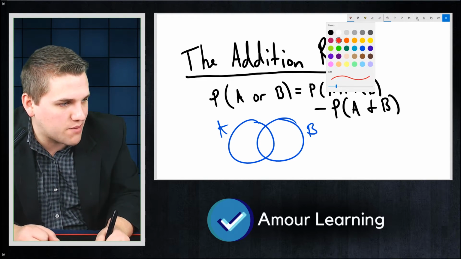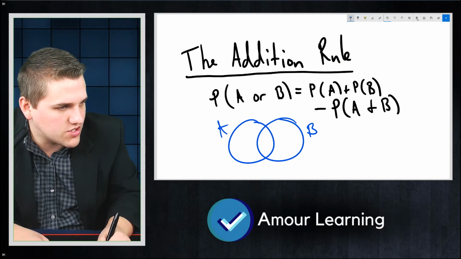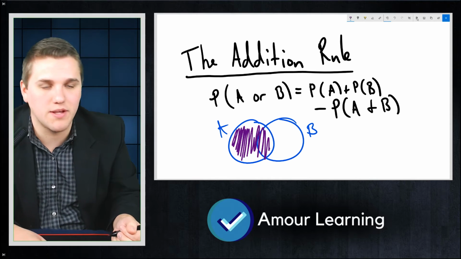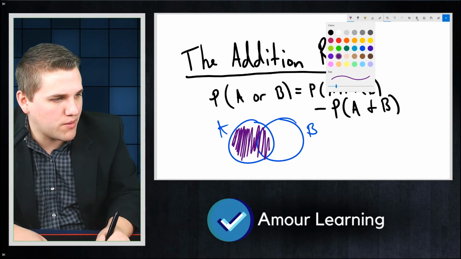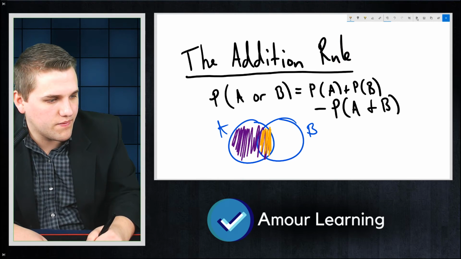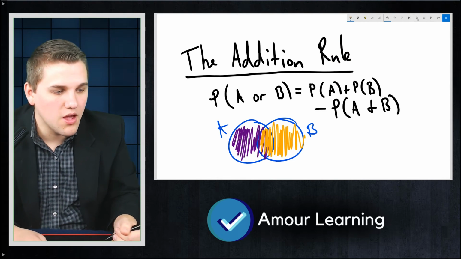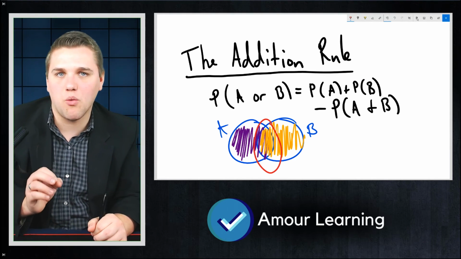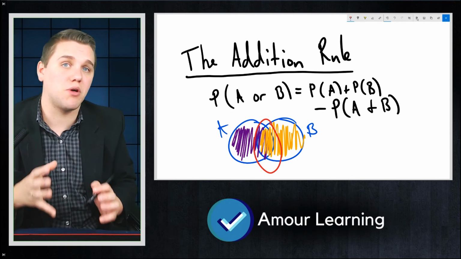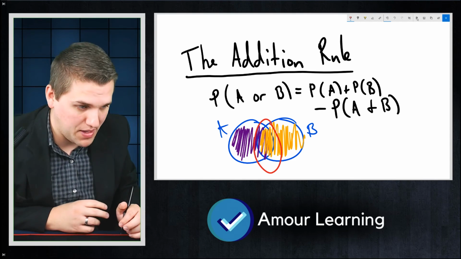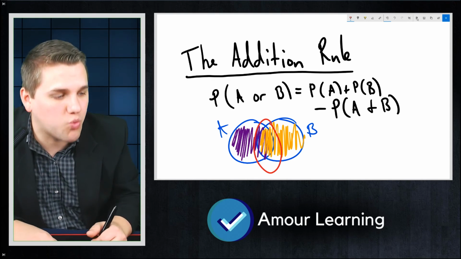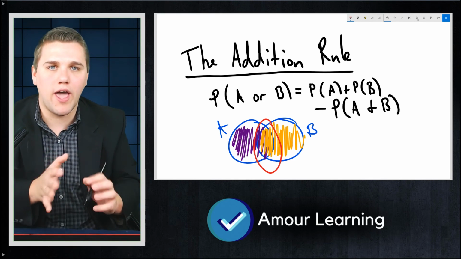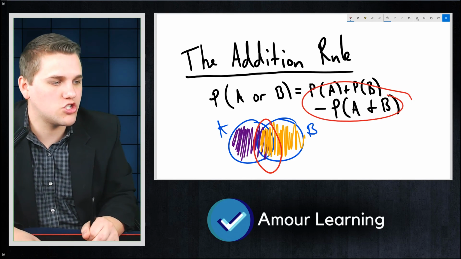Well, what I could do is find the probability of A, let's use a different color here, purple. I could find the probability of A, which corresponds to that region. And then I could find the probability of B. But if you notice, there's a little bit of a problem here. It's this region right here, because that area was double counted in both the probability of A and the probability of B. And therefore, I need to take away just one of them. I don't need to take away both of the colors, purple and orange. I just need to take away one of them, which is why we subtract just one probability of A and B.